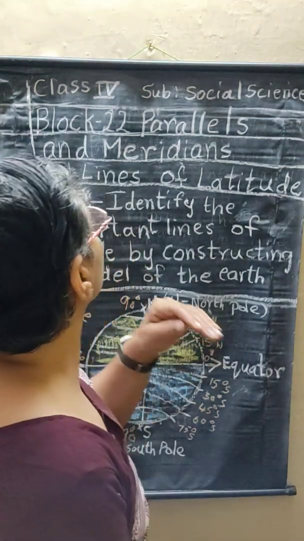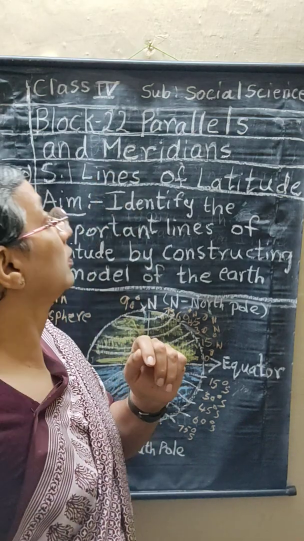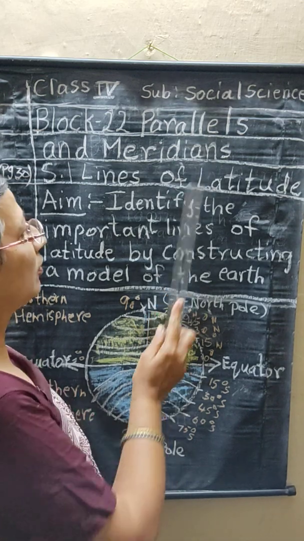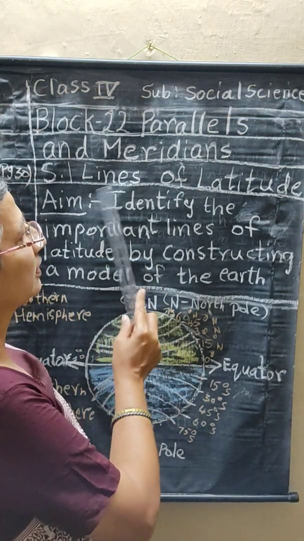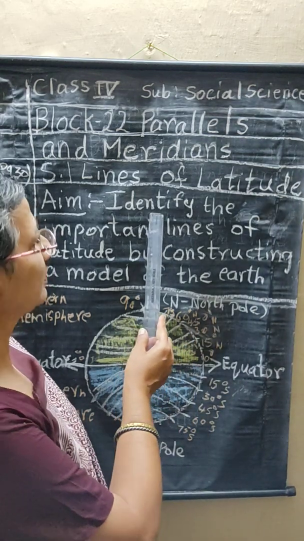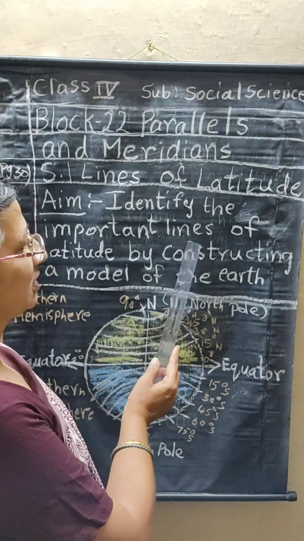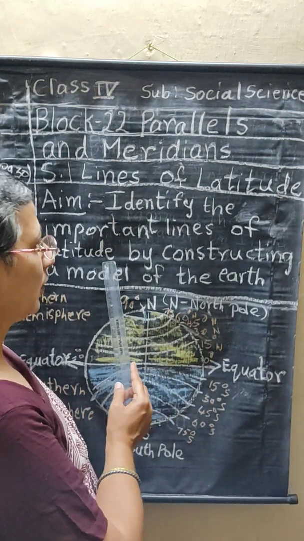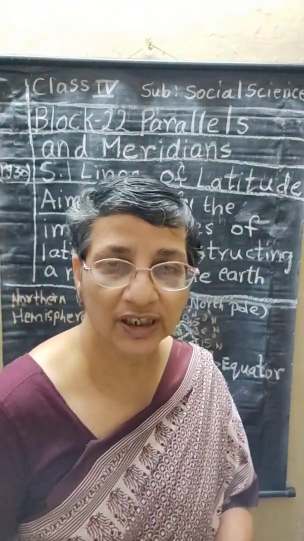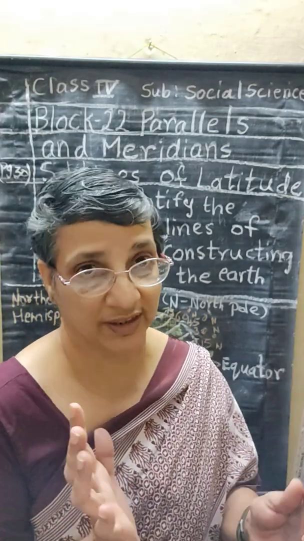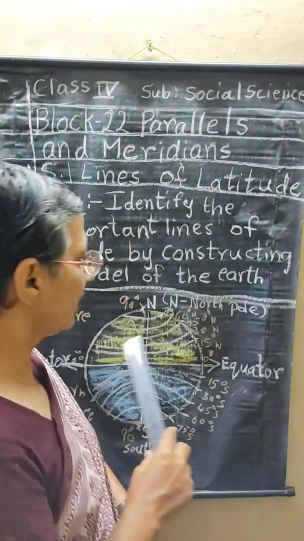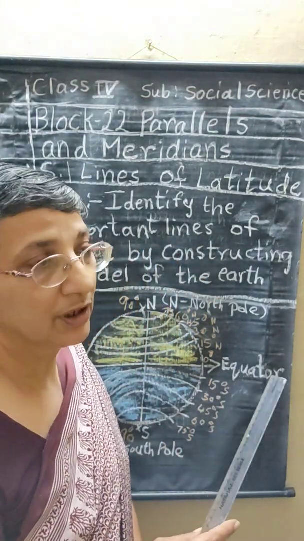Now, we'll go with block 22, parallels and meridians. Now, S1, lines of latitude. The aim is to identify the important lines of latitude by constructing a model of the earth. Now this is one imaginary line, what we have imagined, because the earth is round, right? So these lines are imaginary lines, but they are very helpful.